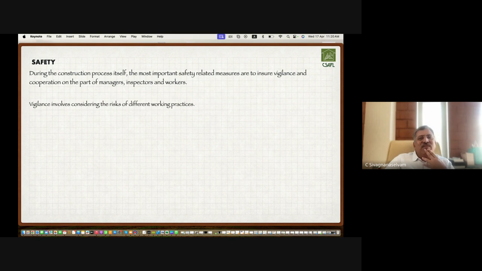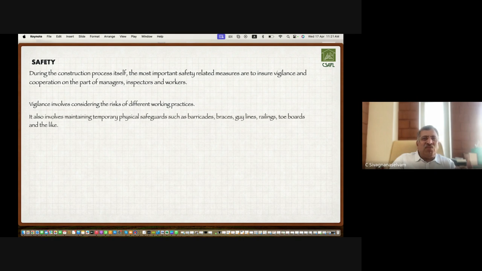Vigilance involves considering the risk of different working practices. As we discussed earlier, every construction technology needs a different kind of construction practice, and that decides the quality. And we need people with adequate knowledge of that particular practice to monitor. It also involves maintaining temporary physical safeguards, and as you all know, in all the sites, the physical safeguards, in the sense of nets, barricades, braces, guy lines, safety belts, railings and toe boards, are all very, very essential. I think you might have read all this in your book also.